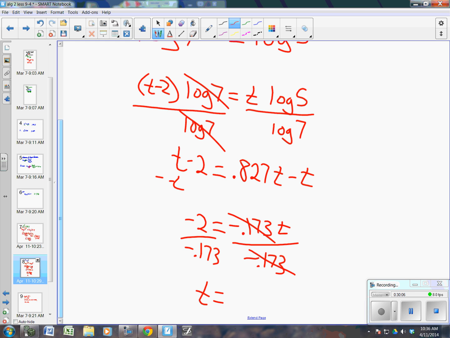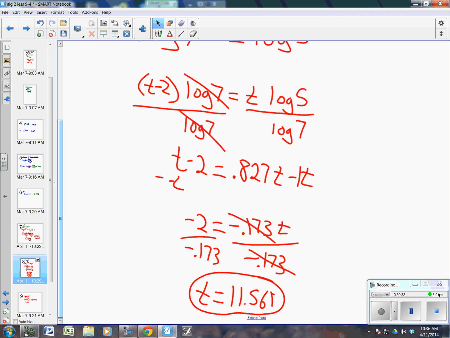I just subtracted 0.827 minus 1. Remember, there's a 1 right there. I just didn't divide it. Combine those like terms. Those are like terms because they both have t to the 1 power. So what does that come out to be? 11.567. 11.561? Okay.